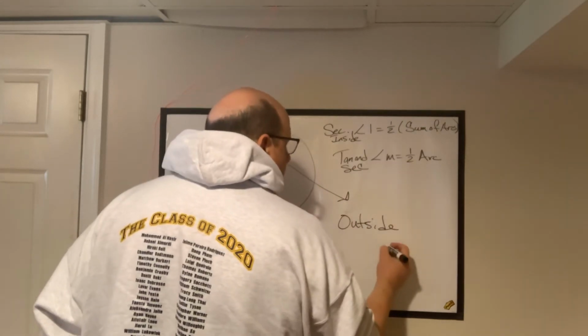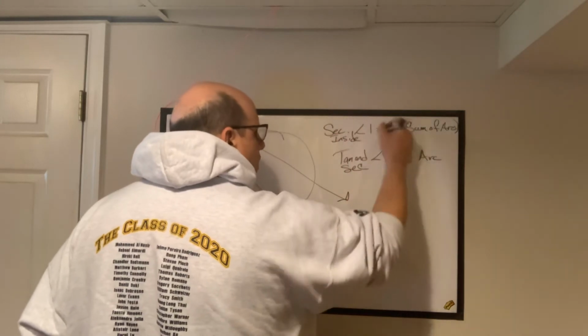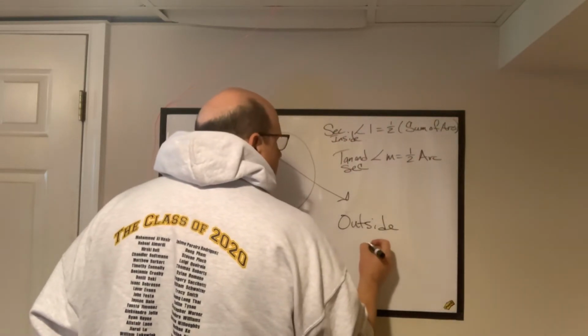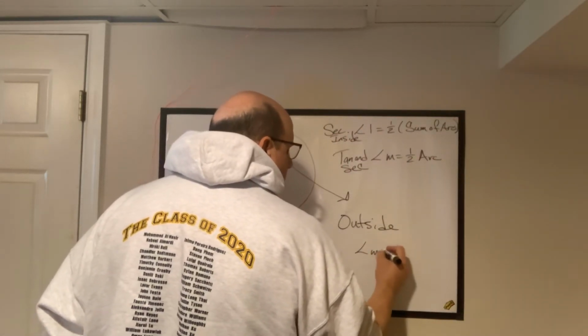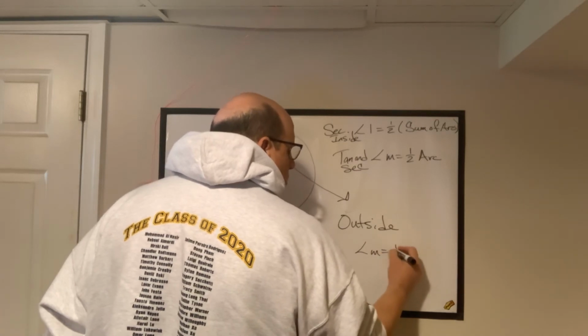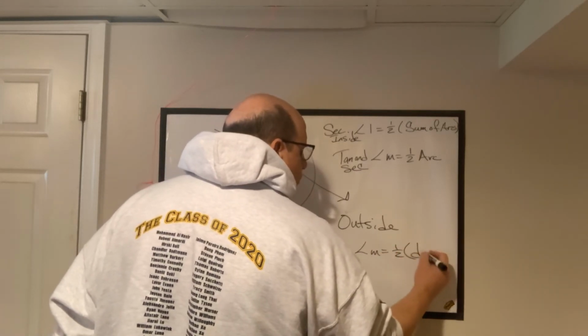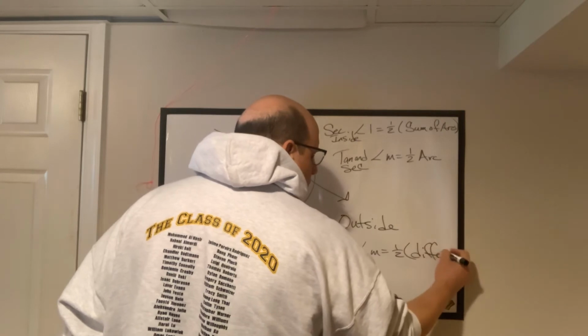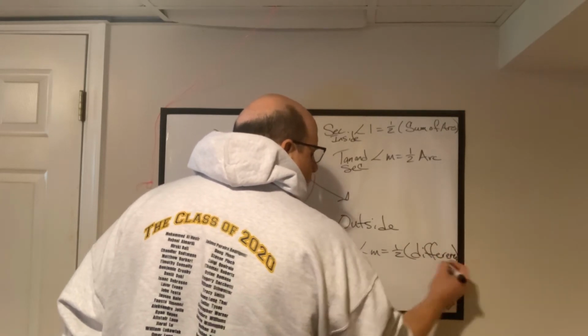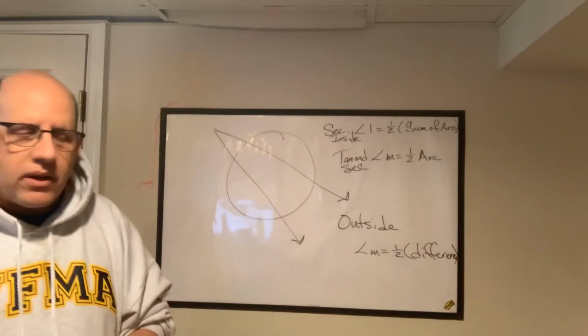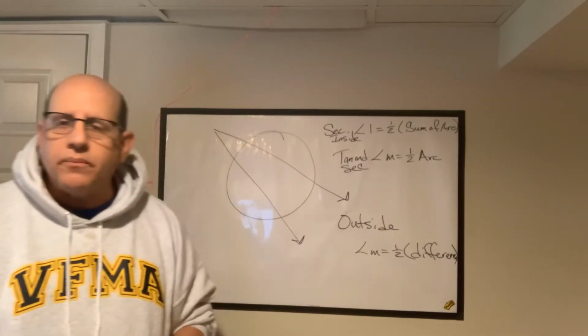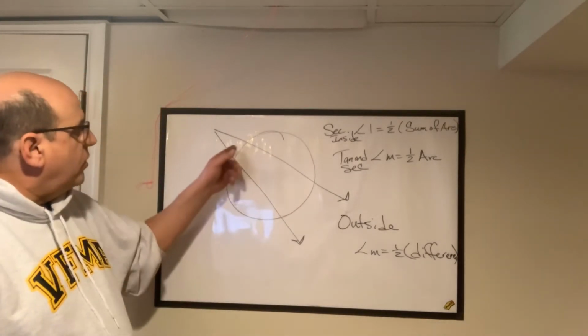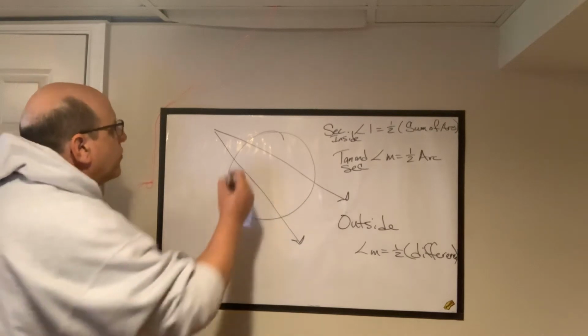It's the same thing, right? Secants inside, 1/2 the sum. Secants outside, the measure of the angle is 1/2 the difference. And if you don't know sum and difference, sum means you add them together, difference means you subtract them. And that's really it. So you have two arcs here. You find the difference between the two.